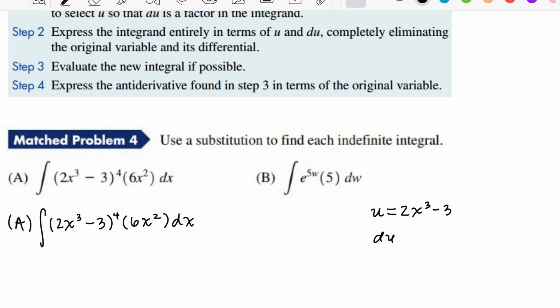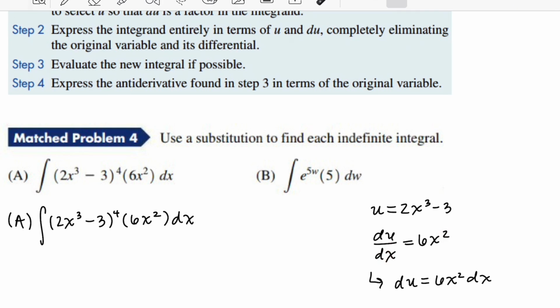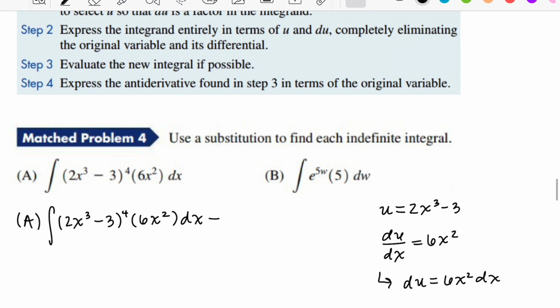This means that du/dx, so taking the derivative of this guy with respect to x, is going to be 6x squared. So this tells me that du is going to be equal to 6x squared times dx. We multiply dx on both sides. So what we can do is rewrite this as the integral of u to the 4 times du, since 6x squared dx is equal to du.